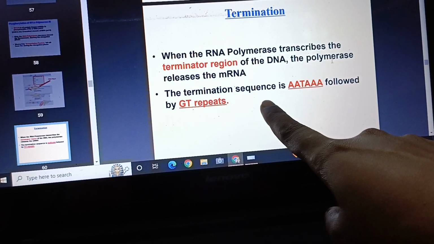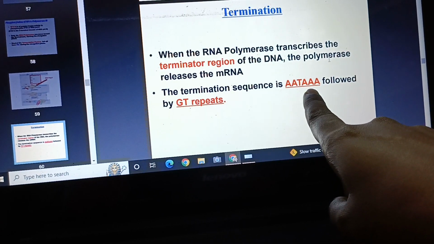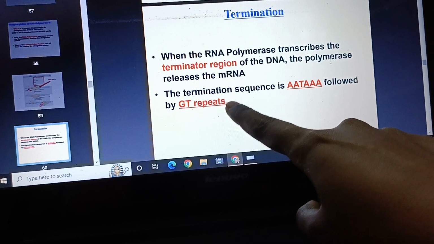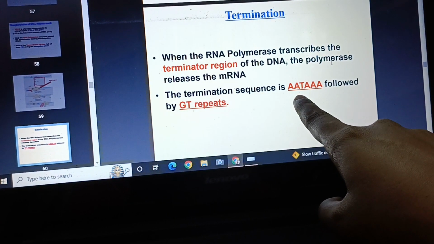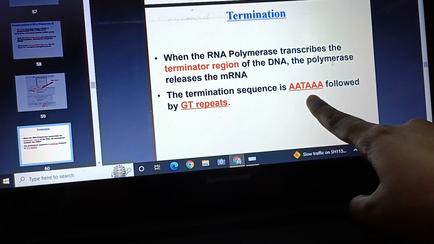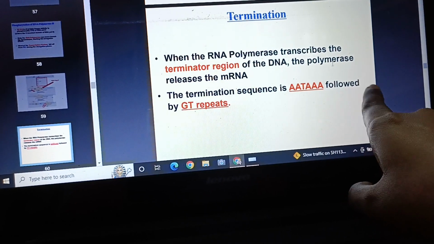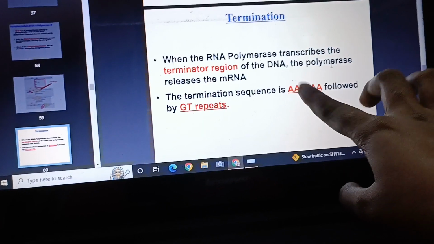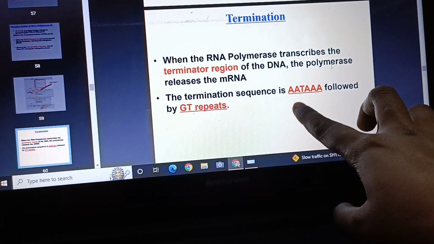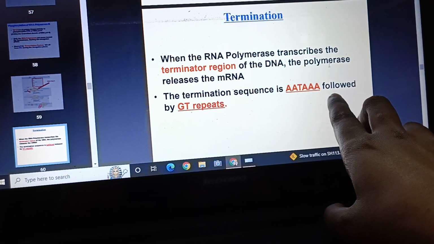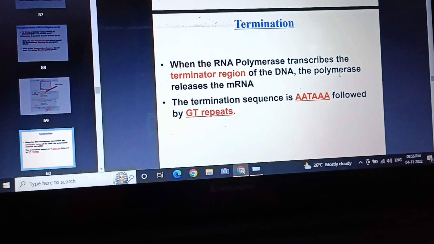Okay. The termination sequence is AATAAA followed by GT repeats. Instead of what we saw in prokaryotes, some GC sequence followed by U repeats, UAA. But here, in contrast, AATAAA followed by GT repeats. Okay.